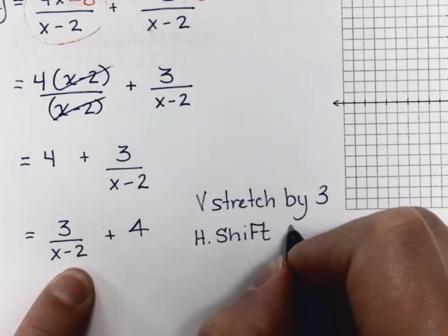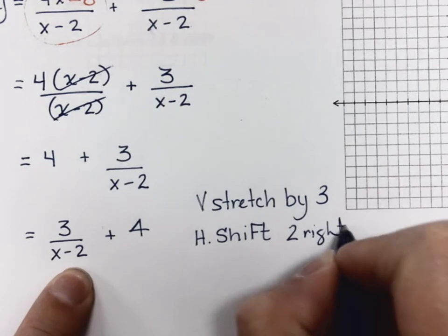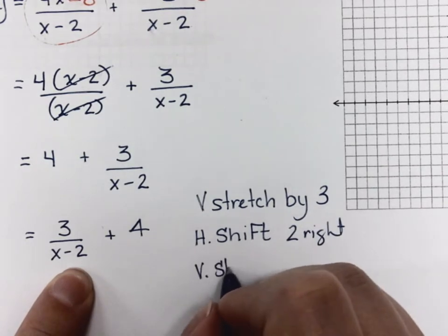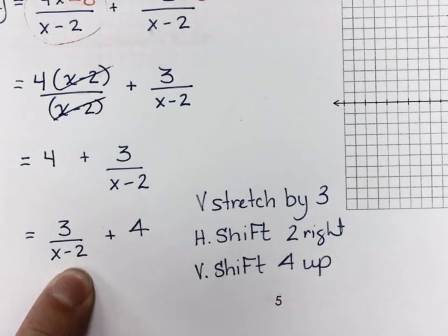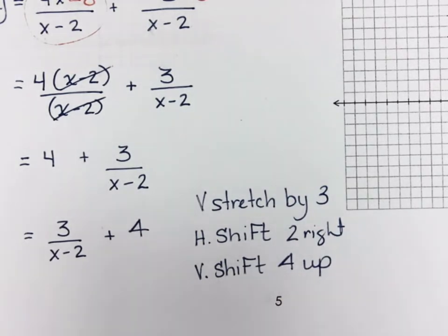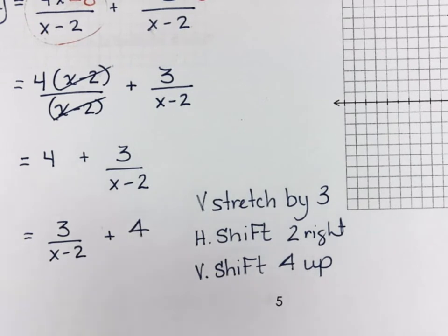Horizontal shift 2 right, and a vertical shift 4 up. So wait, horizontal shift with the x-axis comes the right story now? No. Oh, no, it's still consistently bad.